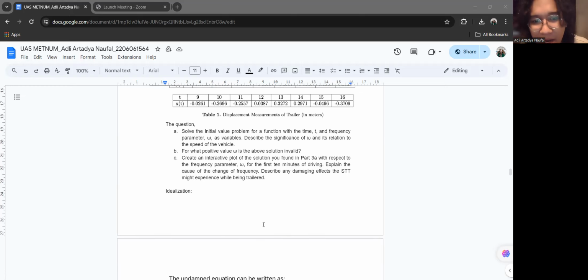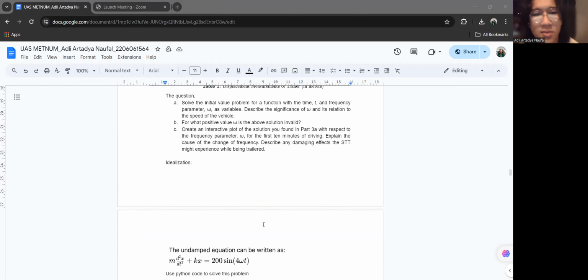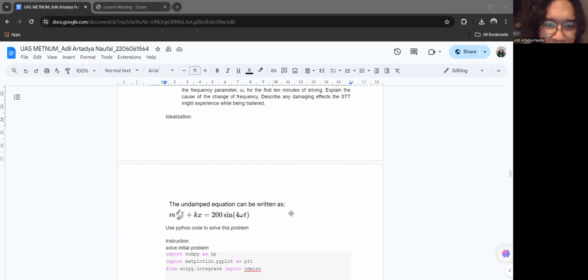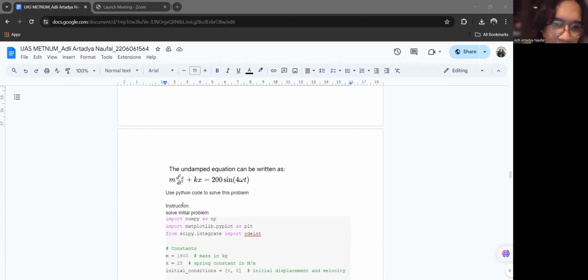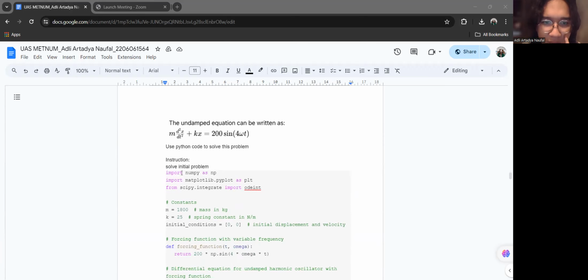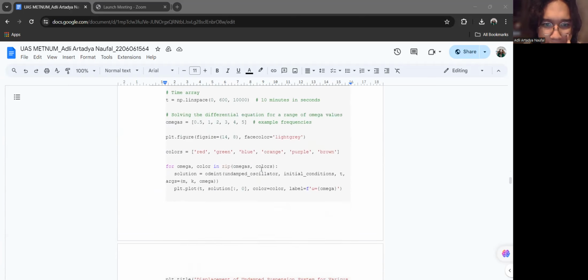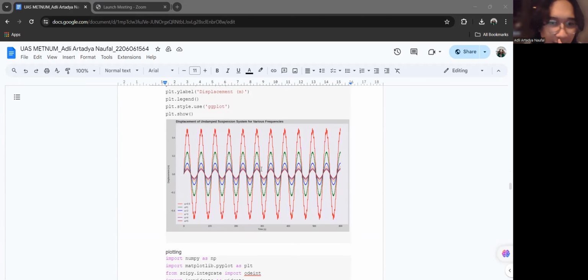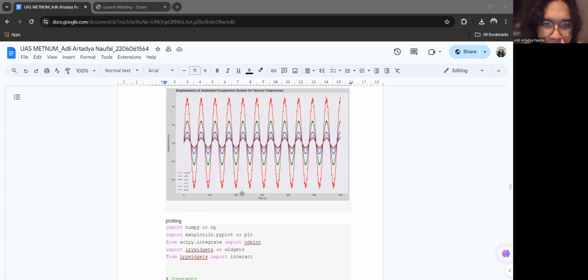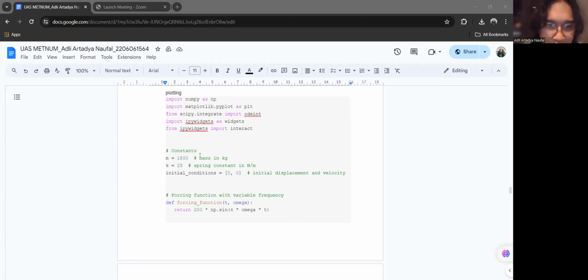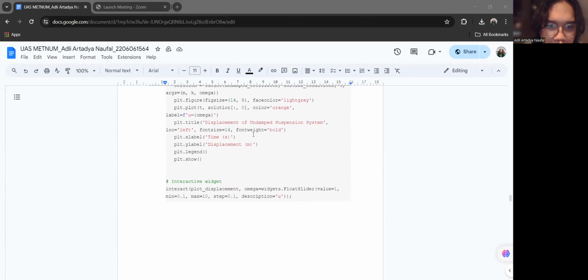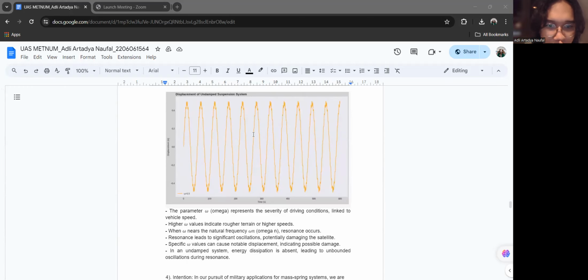And we start idealizing this solution. This is the equation for the undamped system, and we'll use Python code to solve this problem. And we continue to instruction. This is the Python code, and this is the data that we get. This is the code for plotting, and this is what we get.